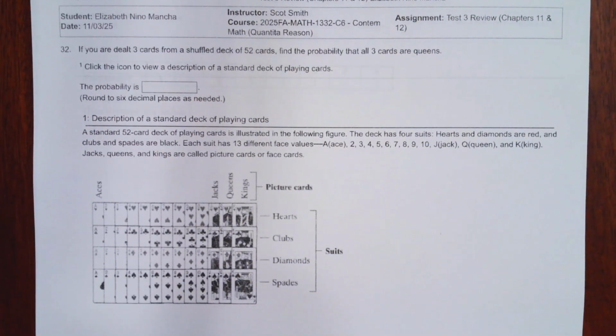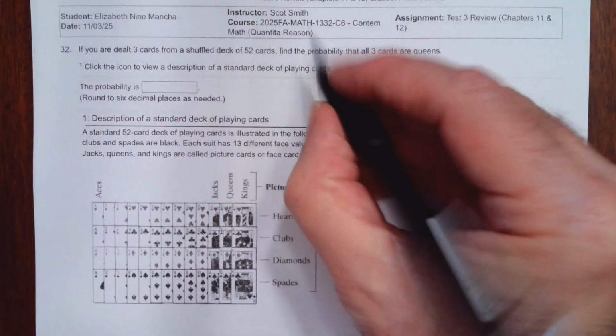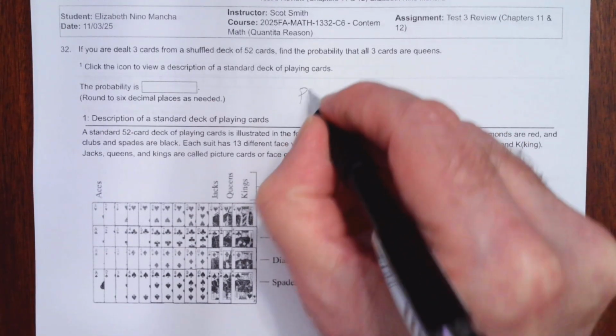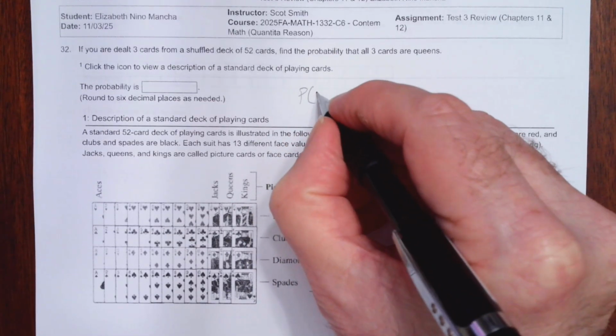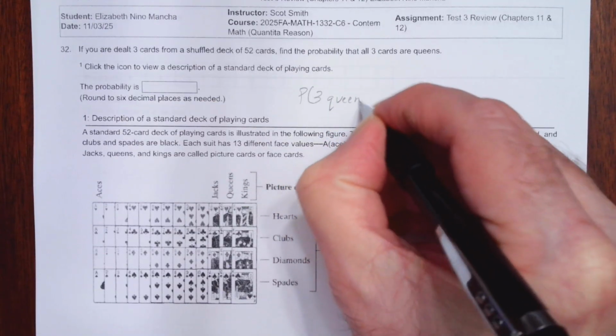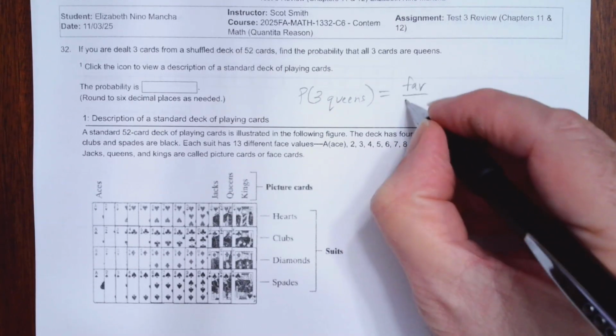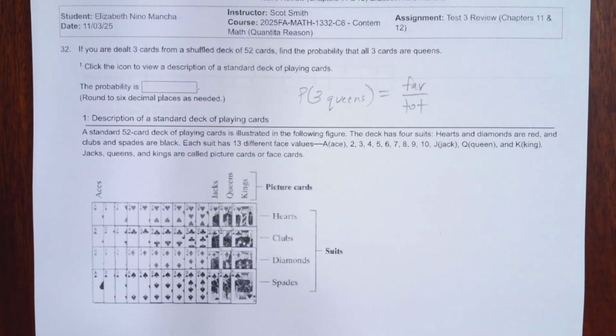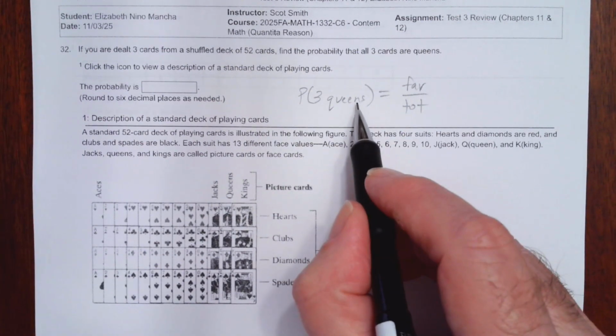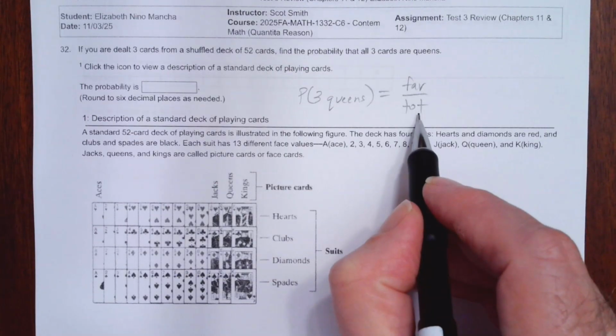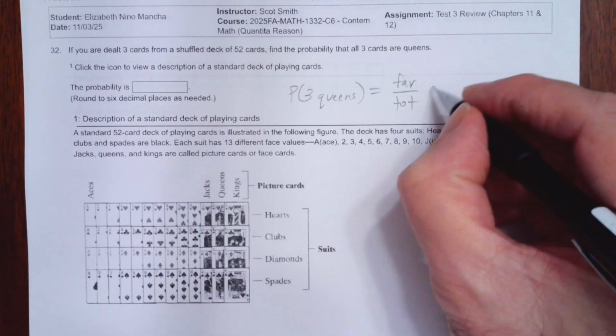All right, so let's look at 32. If you're dealt 3 cards from a shuffled deck of 52 cards, find the probability that all 3 cards are queens. Well, remember, probability, in this case, that we get 3 queens, is equal to the number of favorable outcomes divided by the number of total outcomes. Or the other way to say that is the number of ways you can get 3 queens divided by the total number of ways you can get 3 cards.